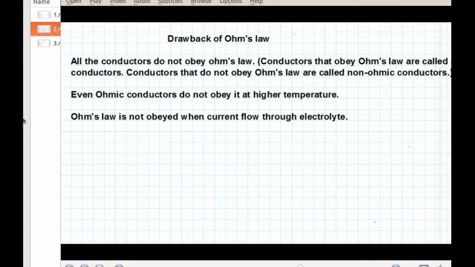Then Ohm's law is not obeyed when current flows through an electrolyte. In the case of electrolyte there will be ions. Ions are the conductors in the case of electrolyte. So these ions will not obey Ohm's law. And finally, semiconductors do not obey Ohm's law, because we have seen that semiconductors have a different property. That is why they are called semiconductors. So these are some drawbacks of Ohm's law.